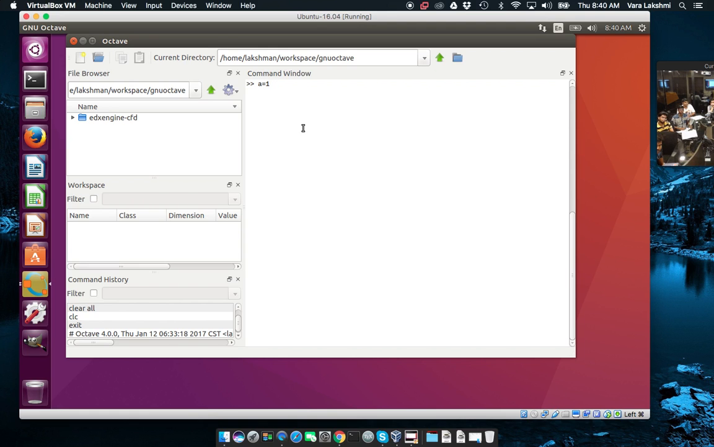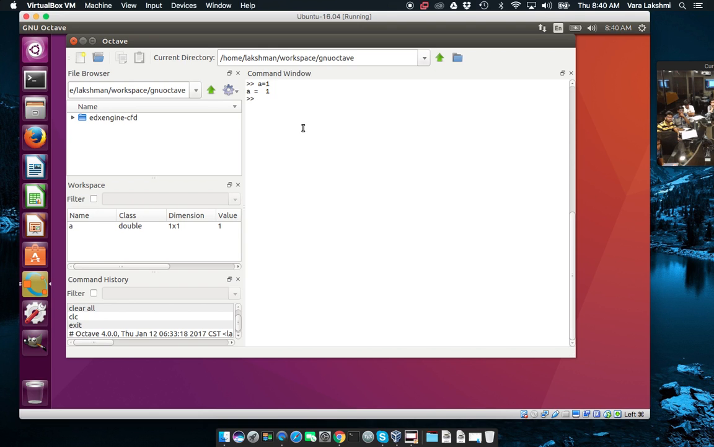Do you all know basic programming, like C programming? Yes, okay. So basically, for a is equal to 1, you will write int a is equal to 1 in C, or float a is equal to 1.0, things like that, float and double. Here everything is double precision by default, and when I press enter, a is equal to 1.